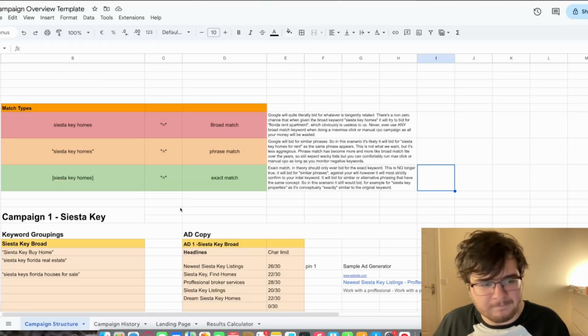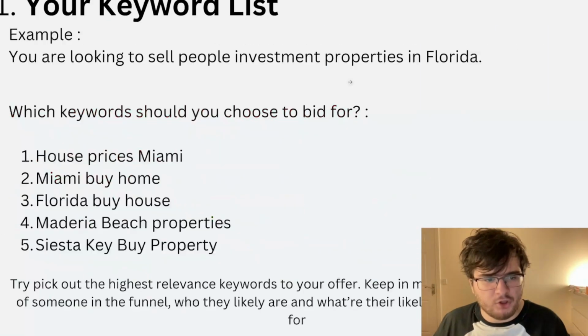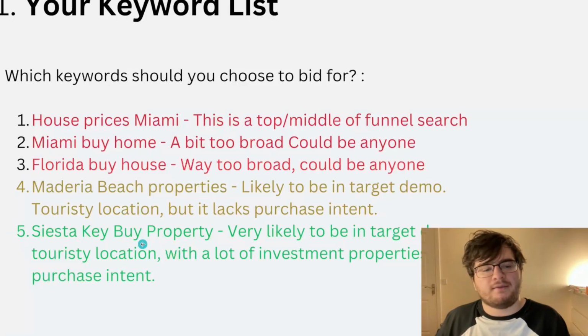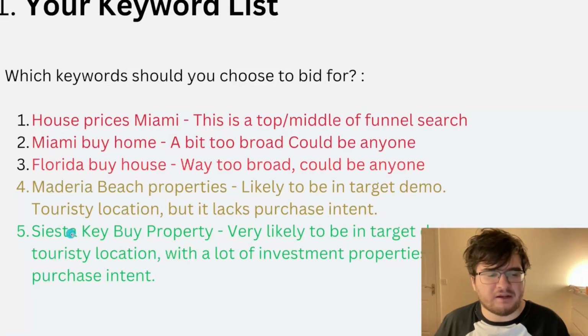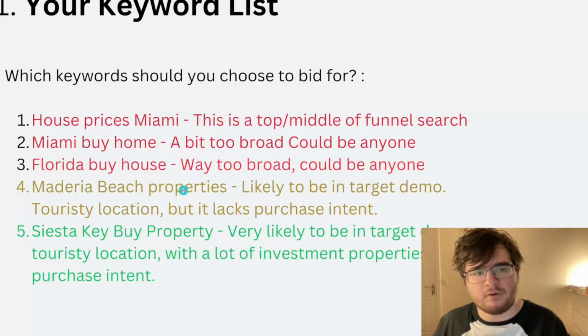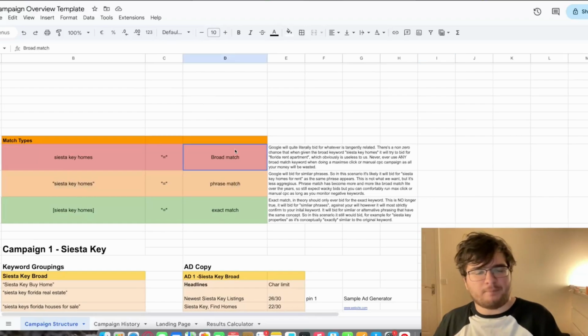Well, because generally, if we go way back, we had our ideal keyword, Siesta Key buy property, okay? The truth is, not many people are going to be searching for this keyword. Maybe it's going to get 100 searches a month. Well, we're going to get maybe 10 leads out of that in a month. But we want more leads than that. So what do we do? Well, we have to bid a bit broader than our best possible keywords. So that's when phrase match and broad match come in.